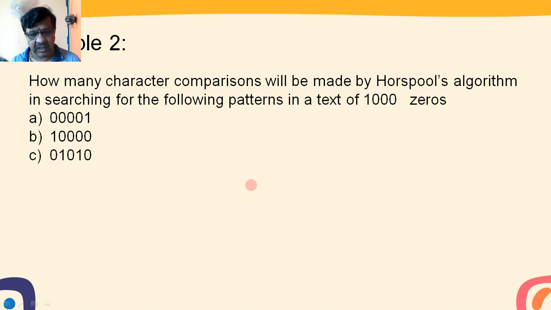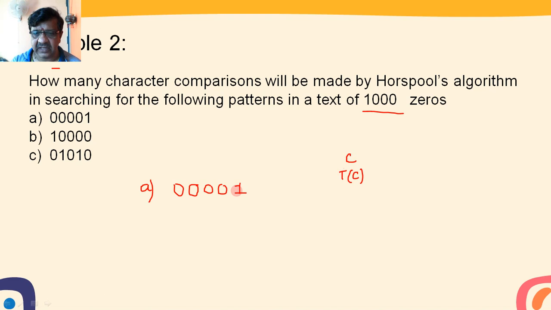There is a text containing around 1000 zeros. The text is of 1000 zeros, and these are all the patterns. Therefore, before we arrive at the number of comparisons for matching these strings, we need to compute the shift table. So as far as the first pattern is concerned, 0 0 0 0 1, the number of characters is 5, and as far as the shift table is concerned, this is the character and this is its shift.